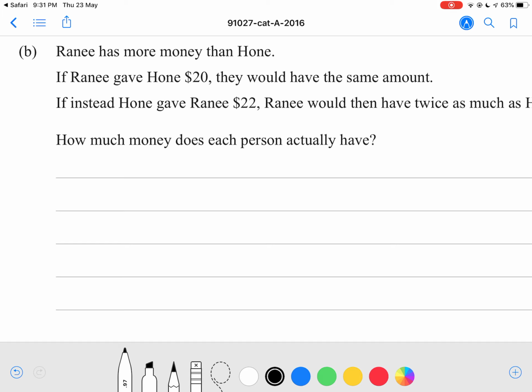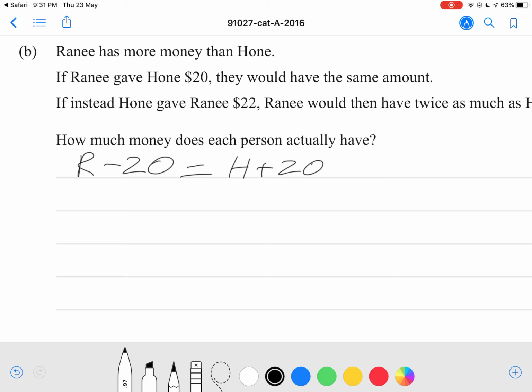So if Rene gave Hone $20, that means Rene loses $20, and Hone gains Rene's $20. So let's say Rene has R amount of money. If R loses $20, and H gains $20, they'll have the same amount. So we say R minus 20 equals H plus 20, because if Rene loses $20, he or she will have the same as Hone having an extra $20, basically, okay?